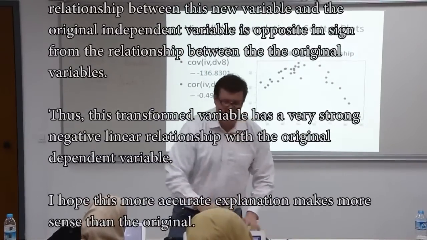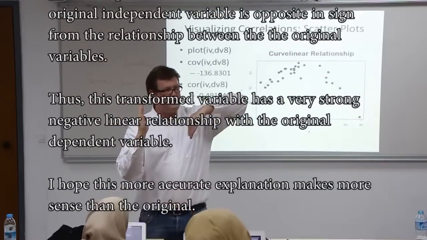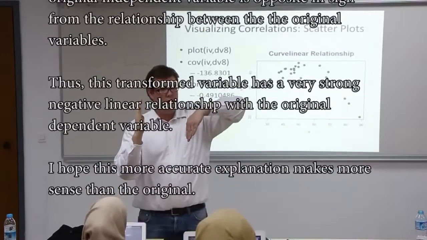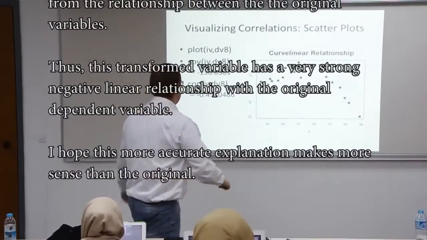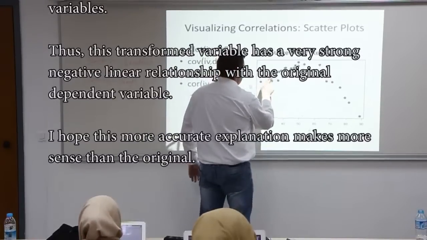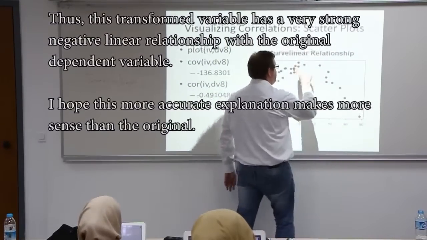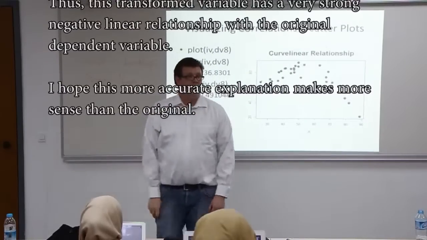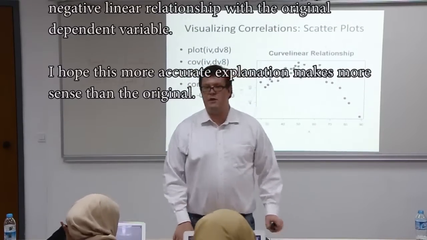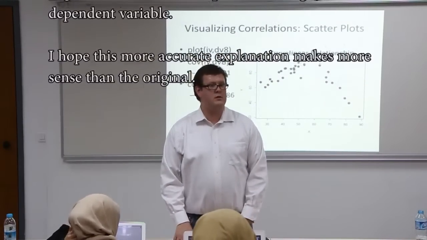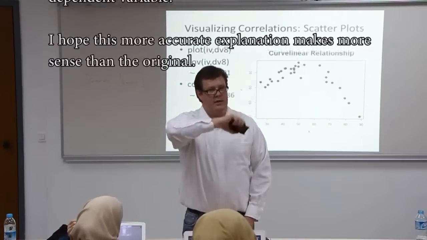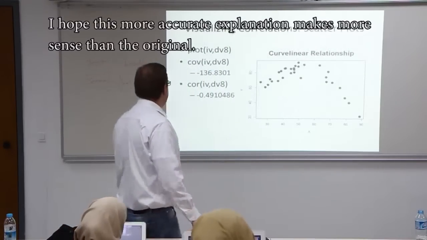When you have one thing that increases and the other thing decreases, what type of correlation do you have? Negative. So when this is increasing, this is decreasing. And when this is increasing, that's decreasing. That's a perfect definition for a negative correlation. Does it make sense now why this is like that?